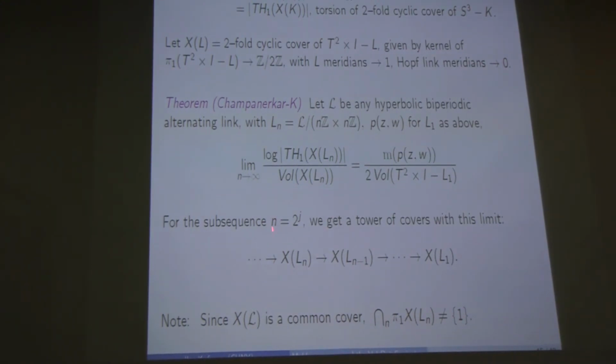Now, if you take a subsequence, then you actually get a tower of covers. This is a sequence of covers. Here you get a tower of covers with exactly the same limit. So these X of Ln's all cover X of L1, and then for the subsequence, they cover each other. So now, since you have a common cover, X of the biperiodic link, they all have a common cover, you are very far from cofinal. So this is not a case of the conjecture that I had before on the previous screen.